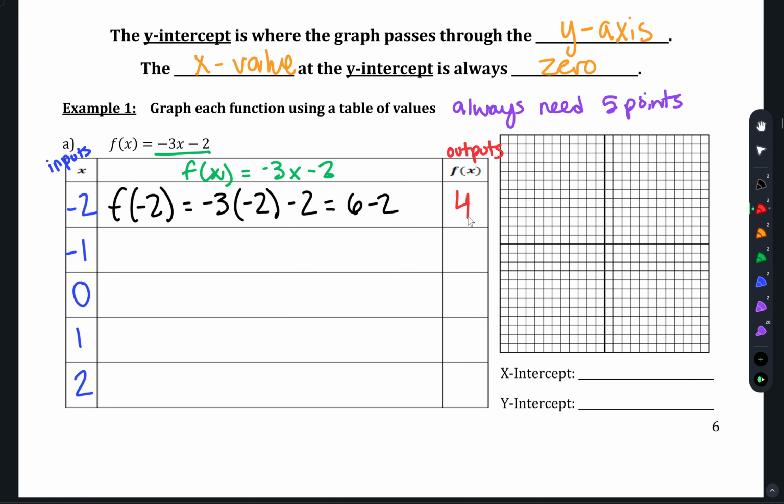Every row in this table now represents a point that we can put on our graph. So I can now plot the point negative 2, 4 on my graph. We are literally just going to do this, plug them in, show our work in the center until we get our 5 points. So go ahead and start working through these. I'm going to do the next one. f, when x is negative 1, I plug it in. Negative 3 times negative 1 minus 2. A little simplification. 3 minus 2, our output is 1. Keep going.